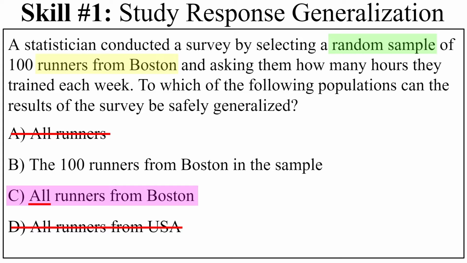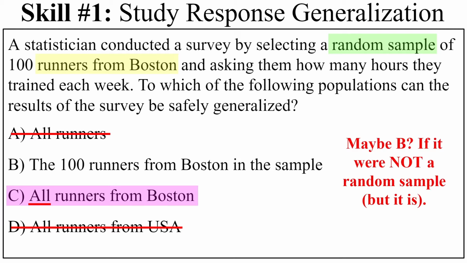Now, maybe, I've never seen this, it's not really a trick. Maybe the answer would be B if it were not a random sample, because you can, quote unquote, generalize it to the sample. You can always do that. That's not really helpful for a survey because you want to generalize it to a larger group. You don't just want to generalize it to 100 people. It's like, okay, those 100 people work really hard, and that doesn't really tell us a whole lot. So I would keep B kind of in contention, but A and D definitely out immediately.